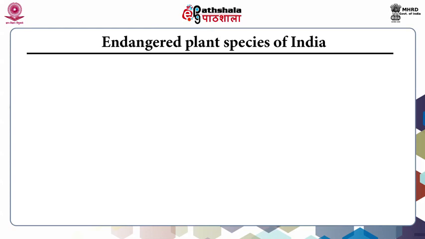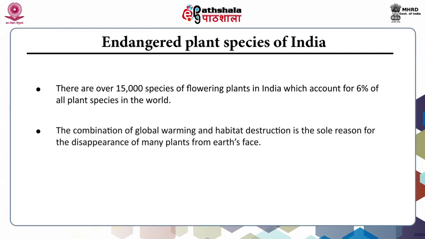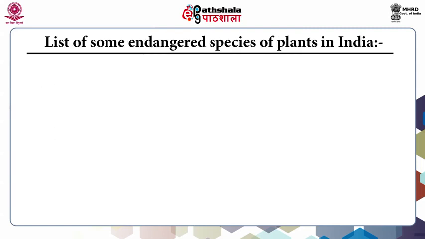Let me come to the endangered plant species of India. There are over 15,000 species of flowering plants in India, which account for 60% of all plant species in the world. The combination of global warming and habitat destruction is the sole reason for the disappearance of many plants from Earth's face. This shows some endangered species of plants in India. Let me take some examples.